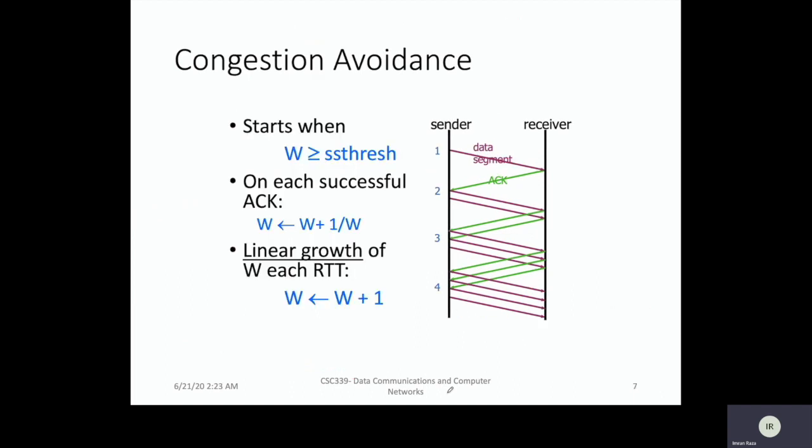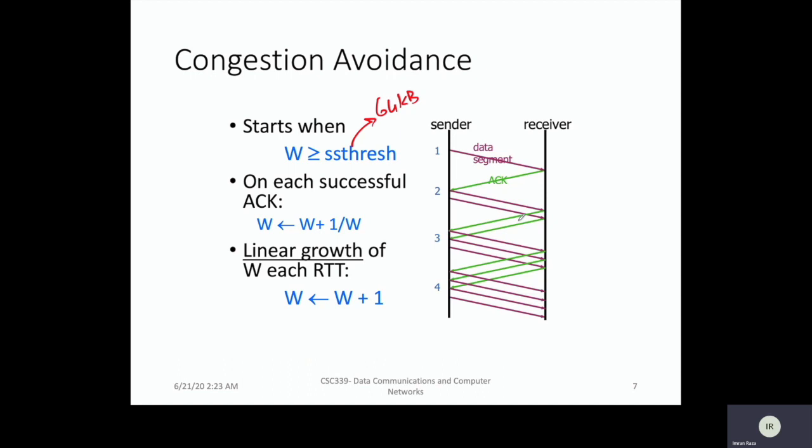Okay, so what happens in the congestion avoidance phase? The congestion avoidance phase starts when the congestion window size is greater than or equal to the slow start threshold. The slow start threshold is initially set to 64 kilobytes, and on every successful acknowledgement, we are increasing its window size linearly. Right? So linear growth of the window upon receiving every acknowledgement or after each RTT. So clearly, if one segment is transmitted and we receive an acknowledgement, next time we're increasing it to 2, and so on and so forth, right? So this is how we increase the congestion window.